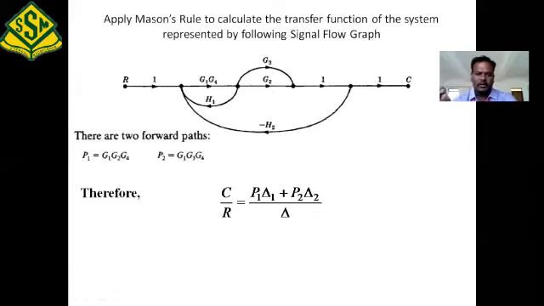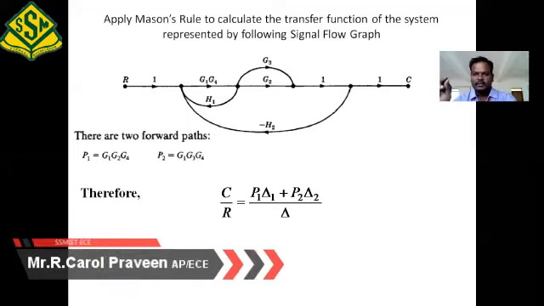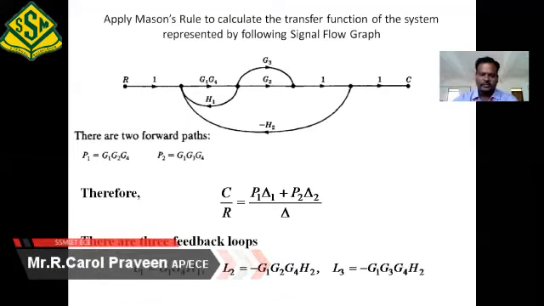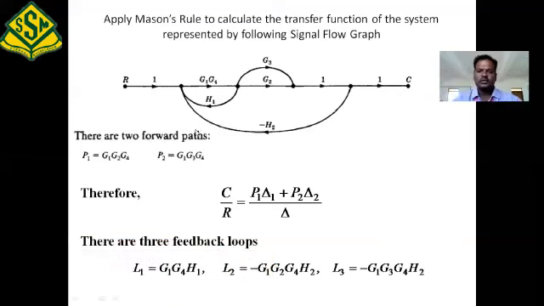Next, in order to find del 1, del 2 and del, first we have to find the individual loops. In this given problem, we have 3 individual loops. Before going to the individual loops, what is an individual loop actually? An individual loop is nothing but a loop which contains a closed path. The starting node and the ending node are at the same place. For example, look at this loop. This is loop 1, L1. It starts here, goes to another node, and again comes back to the same node where it started. So we can consider this as a loop.